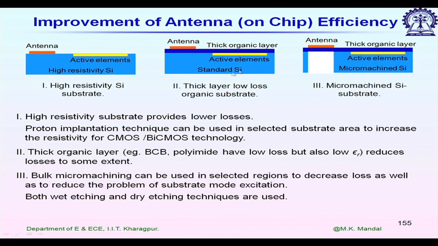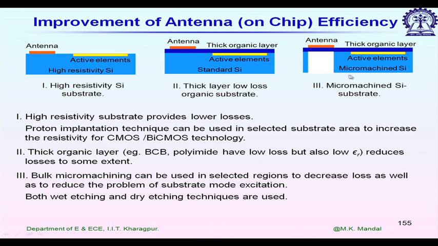Now, in the second example, the antenna is placed on a thick organic layer. Once the chip is fabricated, we can put a thick organic layer on it. Typical materials are BCB or polyimide. They have low loss and also low epsilon r. So, we can put it externally, and then fabricate our antenna on top of this organic layer.